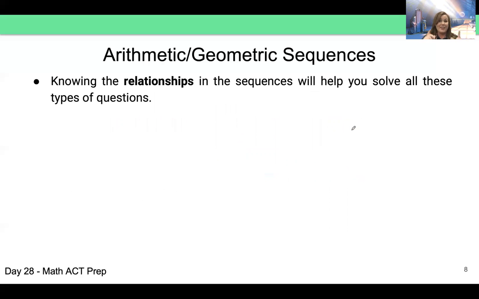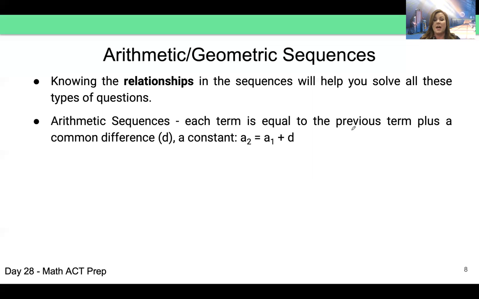And this is going to be a hint for your exit ticket. You have to know the relationships in the sequences, and that will help you solve these types of equations. What relationships are we talking about? Is it arithmetic? Is it geometric? Are we adding? Are we multiplying or dividing? Or are we subtracting? You have to know which one of the relationships is, arithmetic or geometric, because you know which formula to use. Very, very important.